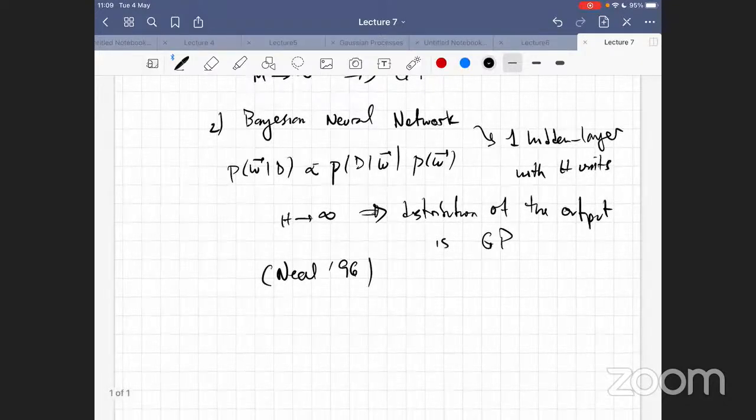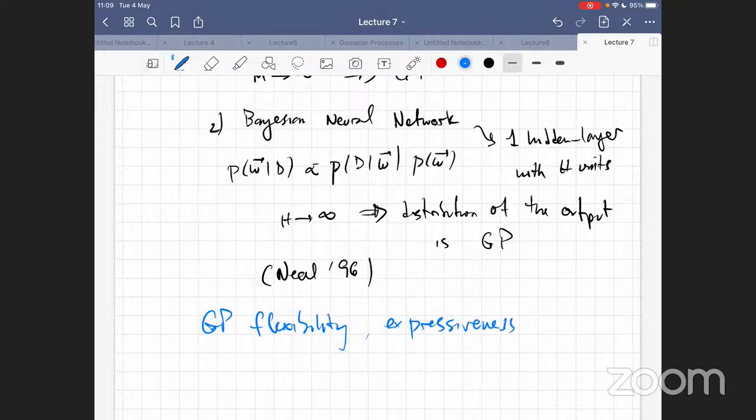And actually, this result has been extended recently, like 4 years ago or so, by a Google team, to a deep network, not a simple shallow network like this one. If you take a deep network in the limit of an infinite number of units in the hidden layers, then you obtain a Gaussian process. So this is a motivation about flexibility, or expressiveness, of this type of model.